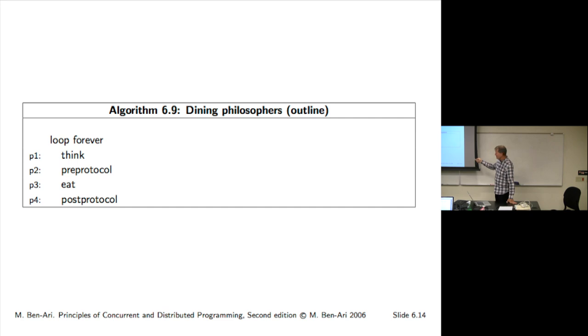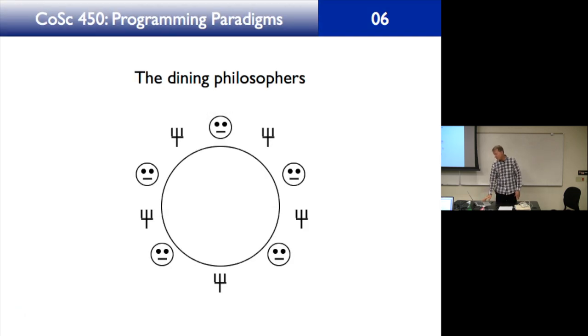I forget what you'll do. I think maybe 10 or 15 times, and so you have think, and then you have pre-protocol, and you eat, and you have post-protocol. Now, why is eat in the critical section? Now tell me, why is eat in the critical section? Not everyone can eat at the same time. Why can't everyone eat at the same time? Because there's not enough forks.